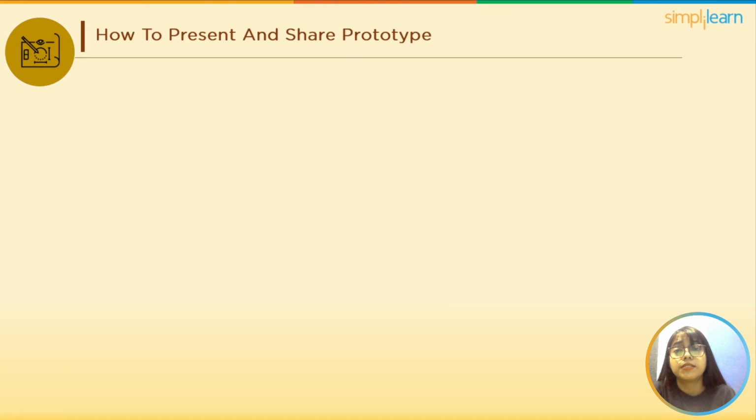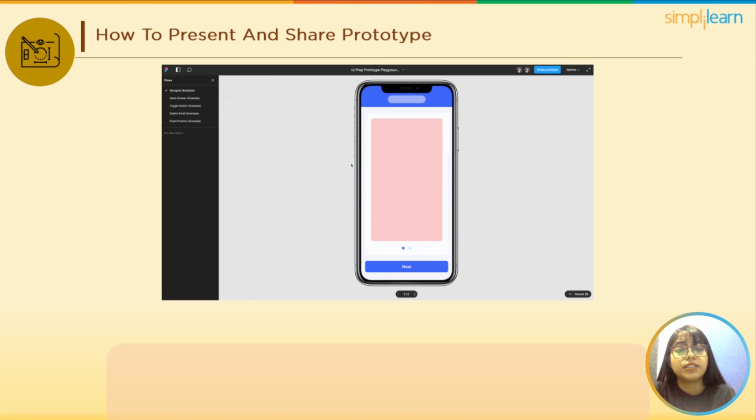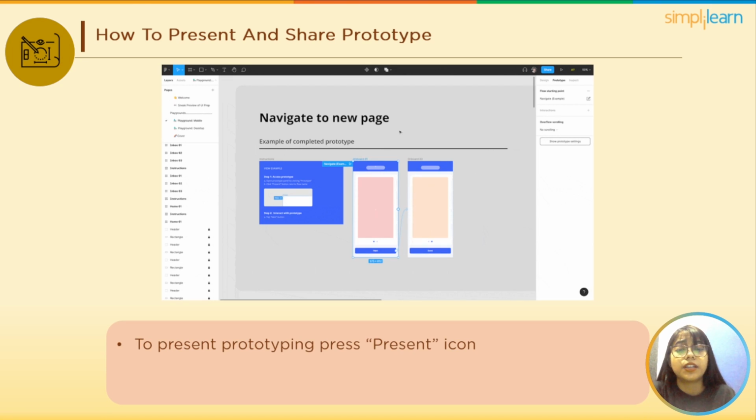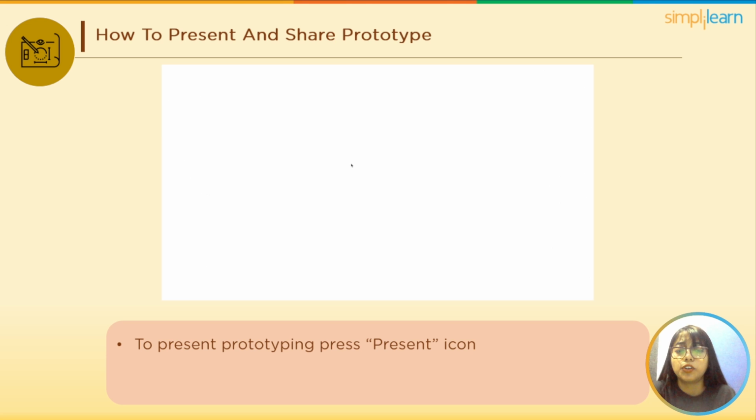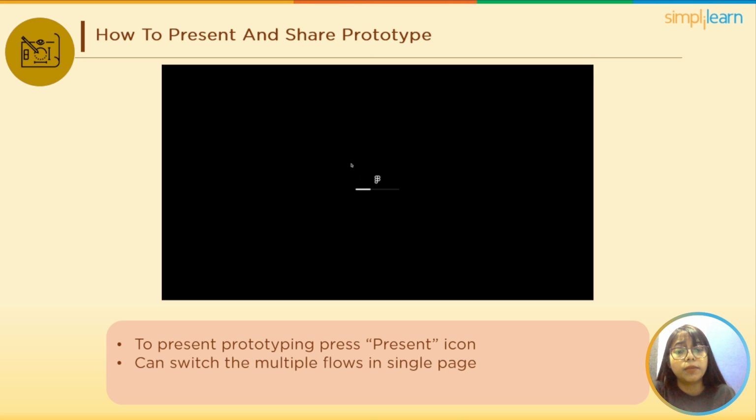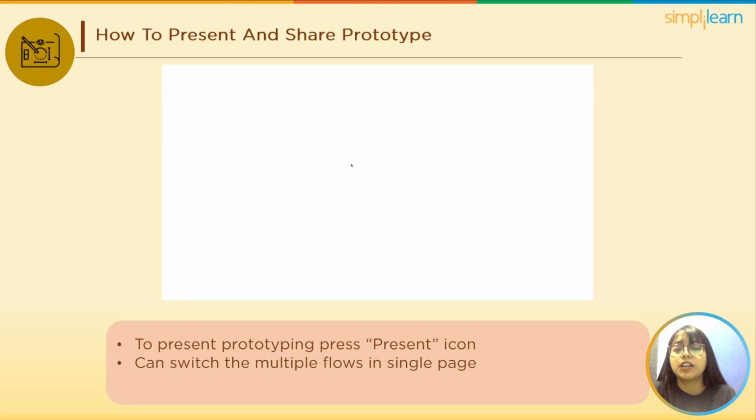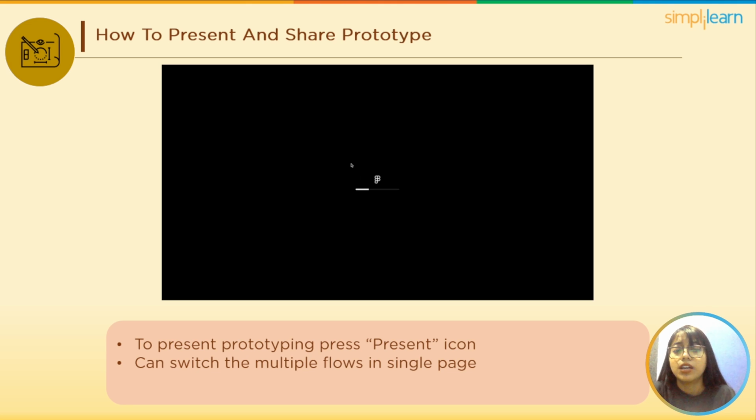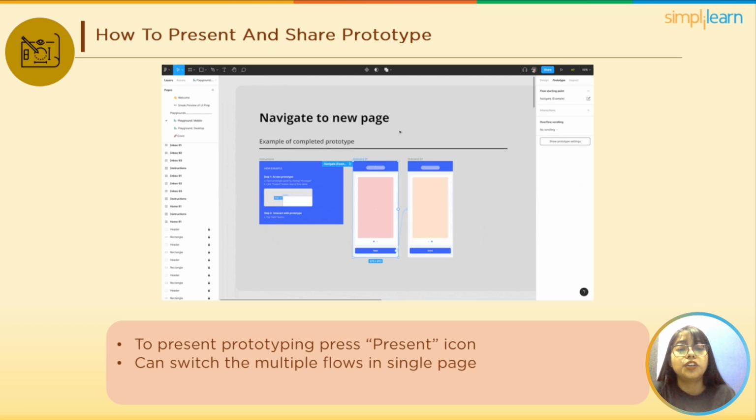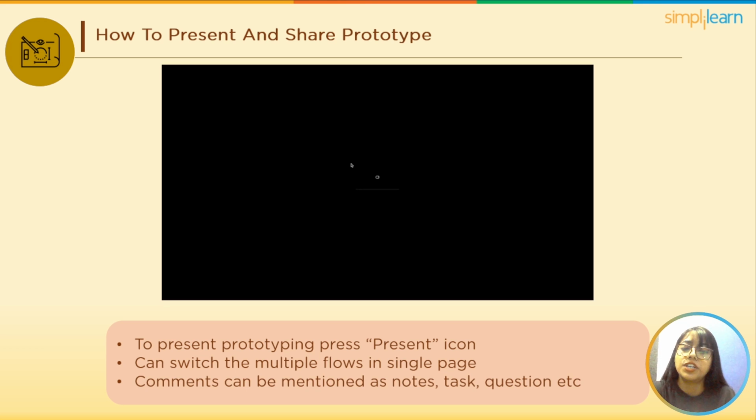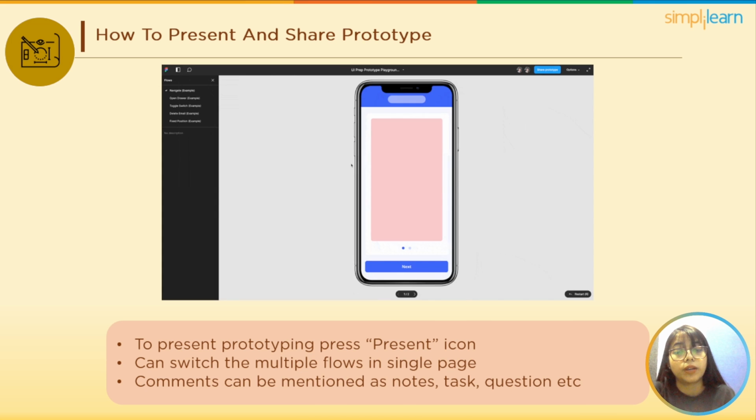And the next one is how to present and share a prototype. First, select the present icon near the top toolbar that presents the prototype. If there are multiple flows on a single page, switch between them in the sidebar. Here comments can be mentioned as notes, tasks, and questions, although you can leave feedback too. Prototypes can be shared by clicking on Share Prototype in the presentation toolbar.